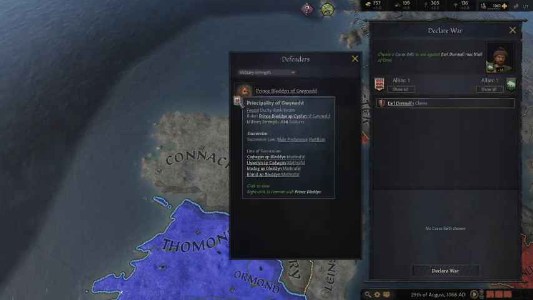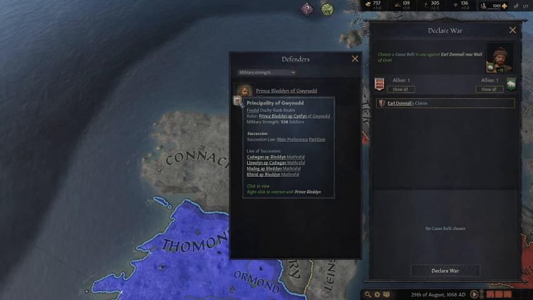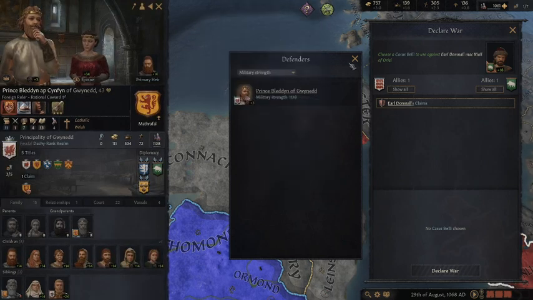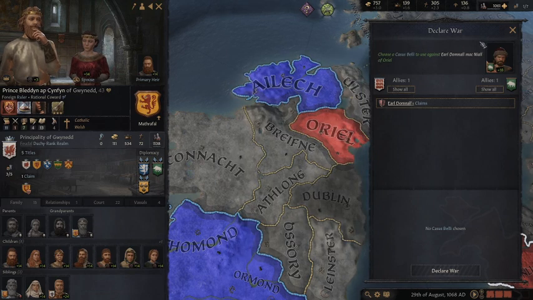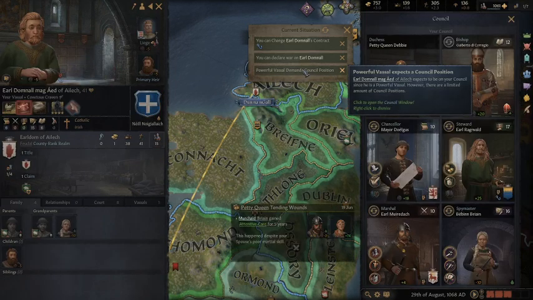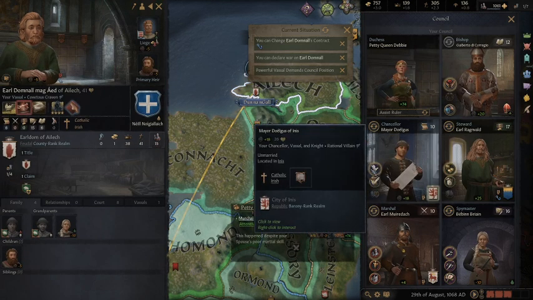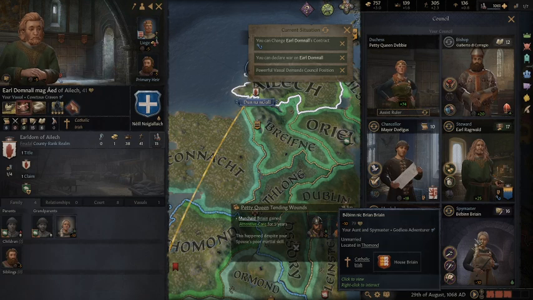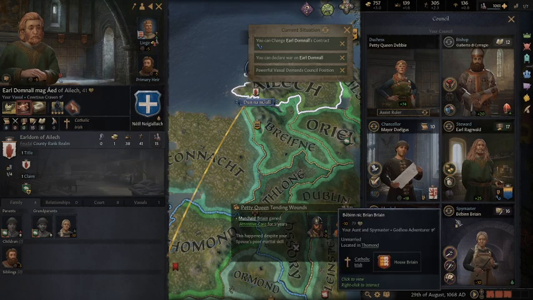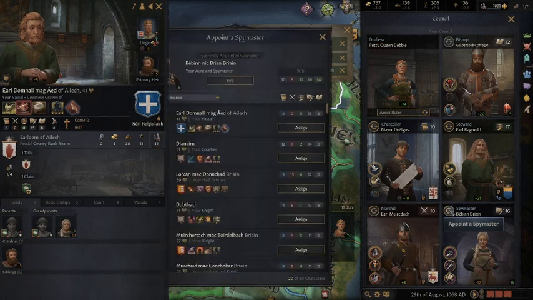Let's see. So this guy has an ally in the form of the Principality of Gwynedd. Got a powerful vassal demanding another council position. So, either chancellor or spymaster. Well, pretty much his only skill is intrigue. Also, he's apparently club footed. So, I guess he's our new spymaster. Which he's actually almost as good as our existing one.